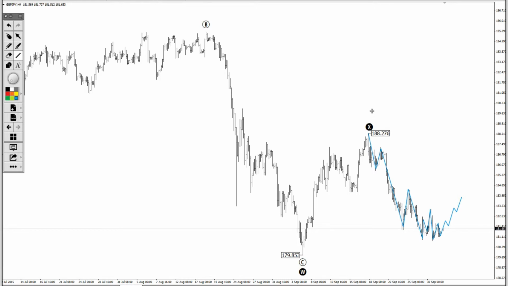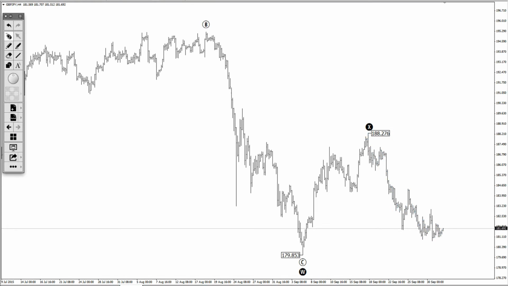But this is just the first 5-wave structure of a much larger wave, since the 188.276 peak in my wave count is intermediate wave degree X wave. So if this labeling is correct, there's a lot more downside to be expected in this pair.